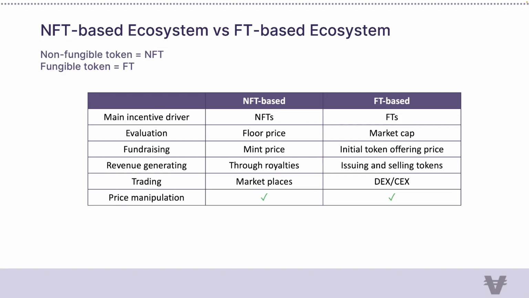We can trade those fungible tokens on decentralized exchanges or centralized exchanges, and price manipulation happens, of course, in a fungible token-based ecosystem. Then if we look at the NFT-based ecosystem, of course, the main incentive driver are NFTs. Evaluation is done through the floor price. Funds can be raised through the initial mint, and the price of the mint determines how much funds will be raised. Revenue can be generated through royalties. Trading can be done on marketplaces, and of course, price manipulation can also occur, but that will be done slightly differently than in a fungible token-based ecosystem, and that is something we will discuss in another class.